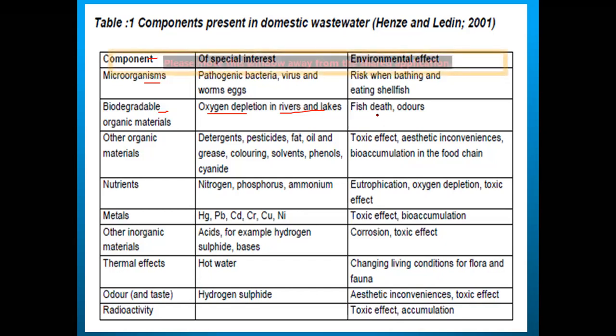So all the aquatic reptiles will die because of the oxygen depletion. Other organic materials like detergents, pesticides, fat, oil, grease, coloring solvents, phenols, and cyanide. So whatever the industrial waste coming, these are the chemicals coming.